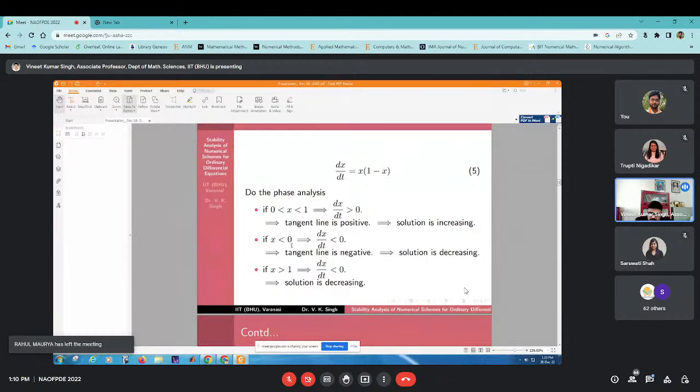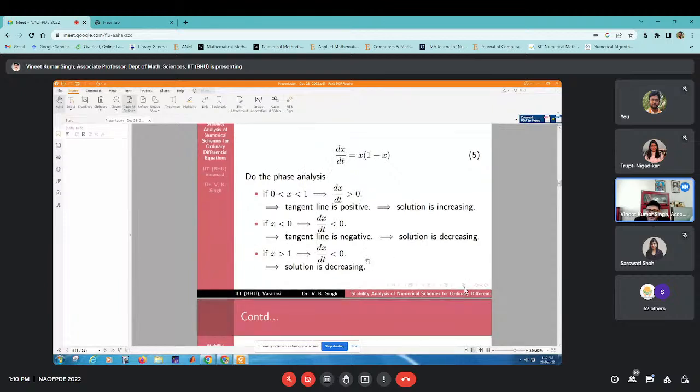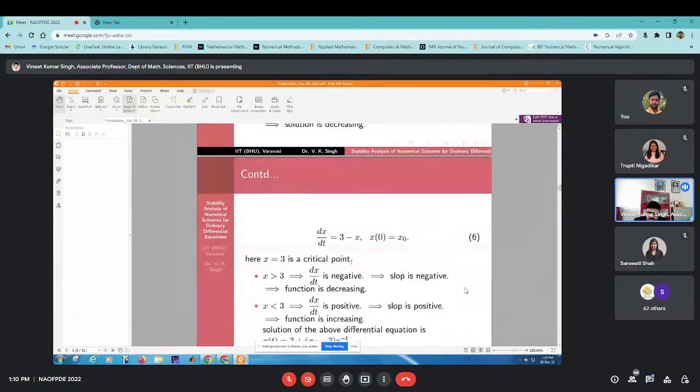If x is less than 0, then dx by dt is less than 0. That means the tangent line is negative, which means the solution is decreasing. So we can predict the nature of the solution by using this concept, phase analysis, whether the solution is increasing or decreasing. And based on this, we can predict whether the solution is stable or not nearby the equilibrium point. So let us come to the next example.